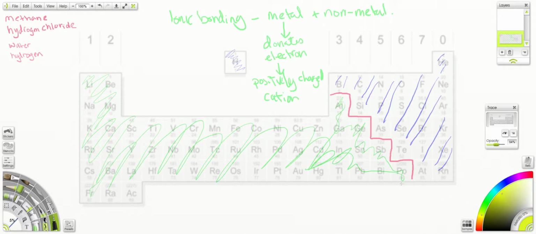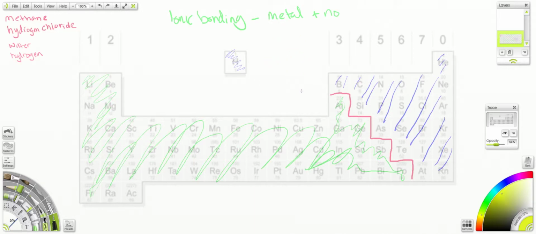Next we've got the non-metals. So the non-metals accept the electrons to make a full outer shell, and because they're accepting electrons they become negatively charged, and a negatively charged ion is called an anion. Okay, so it's called an anion. So that's a recap of ionic bonding.